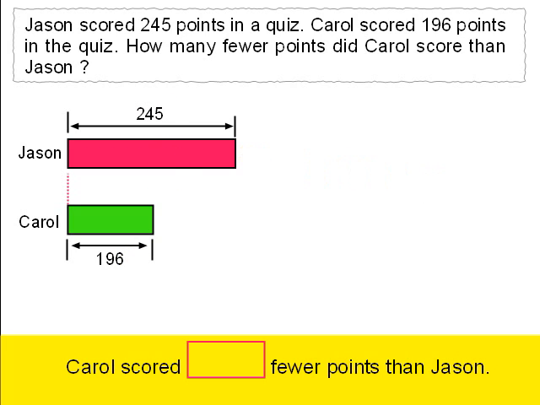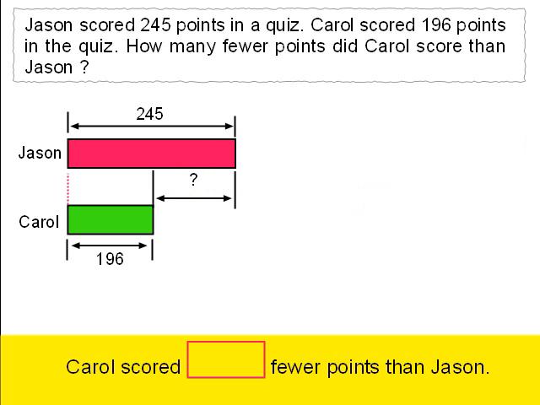Then we're asked to find the difference, or rather, from here we know that we're asked to find how many points Carol scored lesser than Jason. So which is this unknown that we're going to find. In other words, we also know that Jason scored this number of points more than Carol.